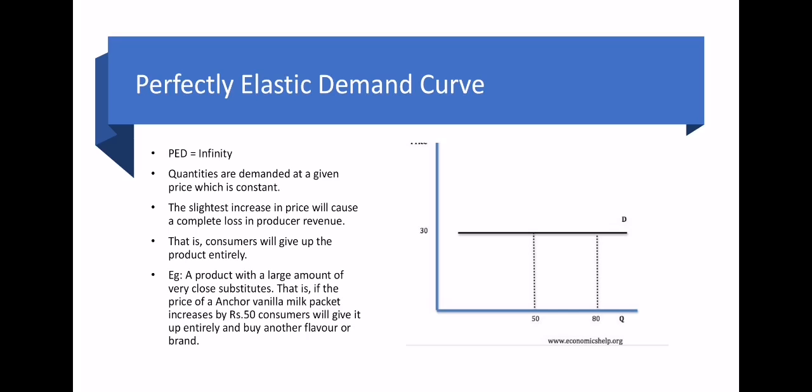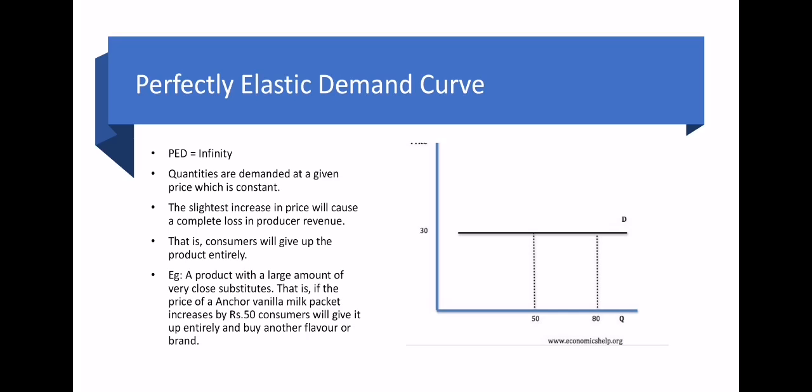Why is that? Now as you can see, if the price here is 30, so at price 30 there could be a quantity demanded of 50, a quantity demanded of 80, but we don't see a quantity demanded at any price above 30 or below 30. Alright, so the slightest increase in price will cause a complete loss in producer revenue. That is, consumers will give up the product entirely if the price increases.